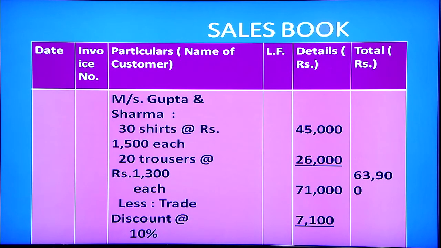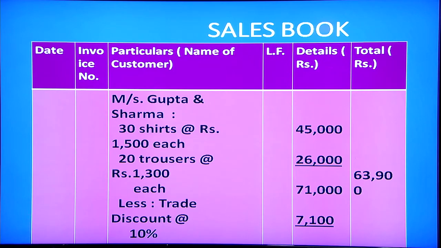Then coming to the answer, how we have to prepare the sales book. You have to prepare everything in the form that we have mentioned just now. Sales day book format is given: date, invoice number, particulars, ledger folio column, details and amount. In the details column, you will write the name of the party. 30 shirts at rupees 1,500 each, 30 into 1,500, 45,000.